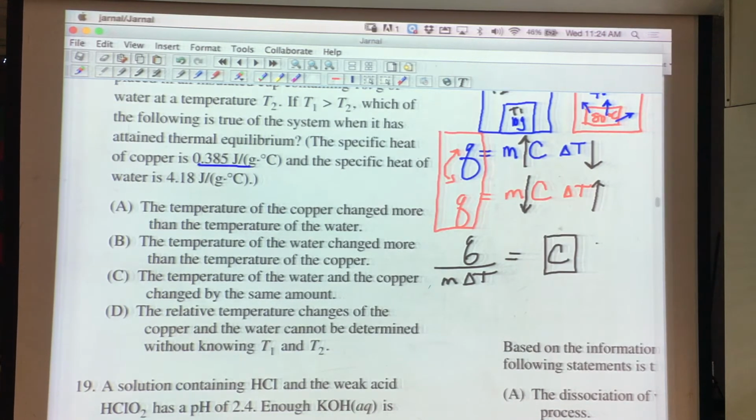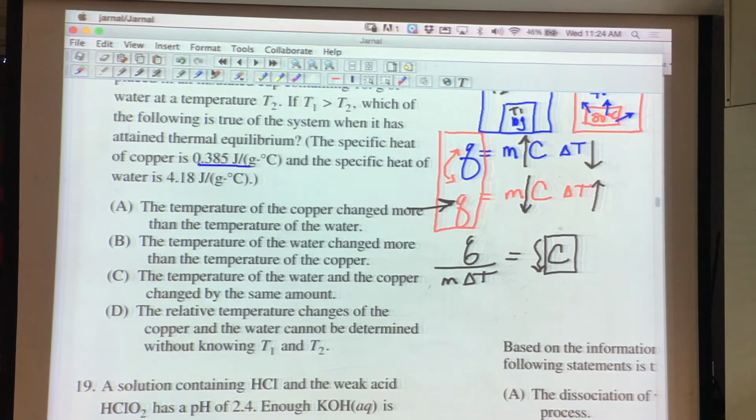Or Kelvin, doesn't matter. Why? What's so big about that? Well, if I've got a smaller specific heat like copper, I don't need much heat to make a big temperature change. That's why the copper is going to have a bigger temperature change.